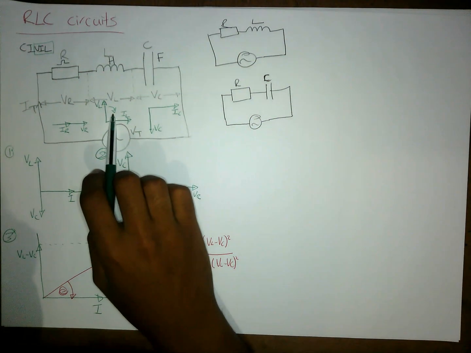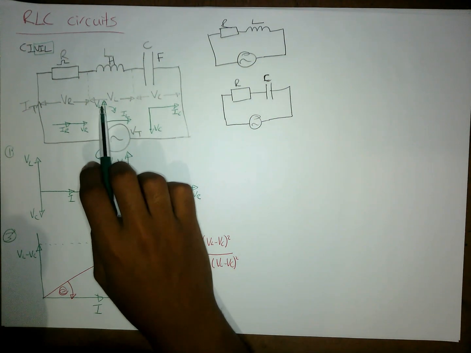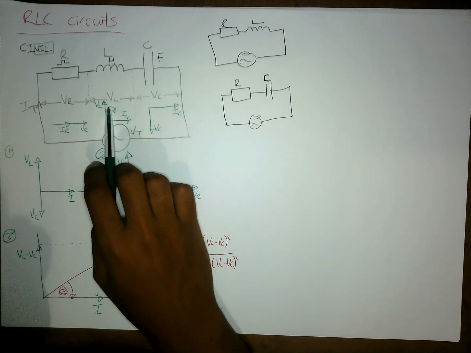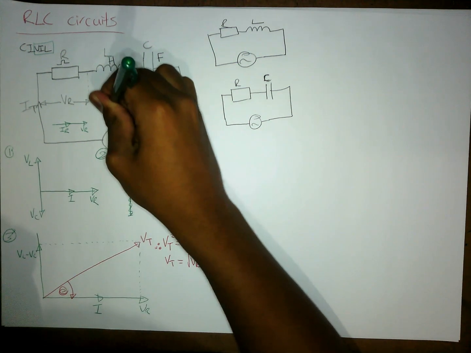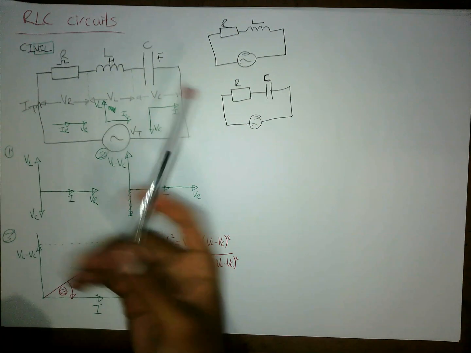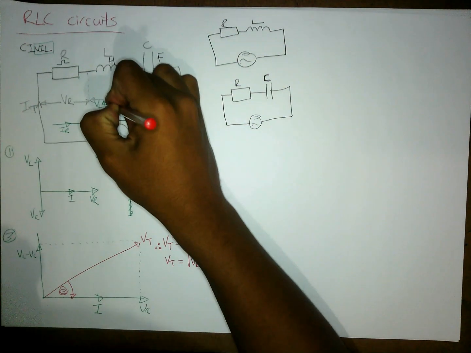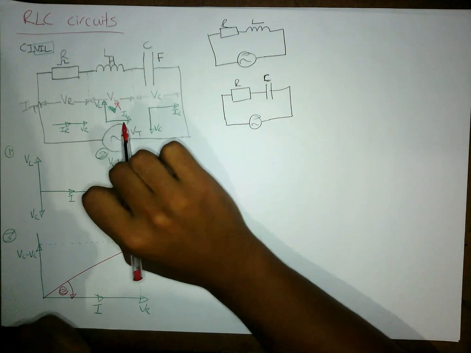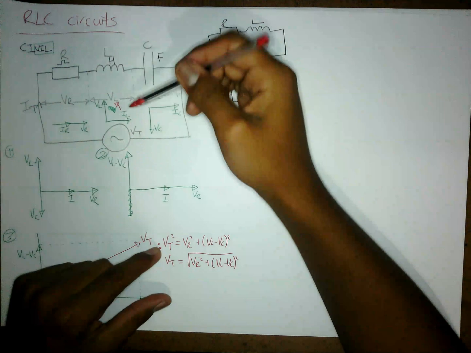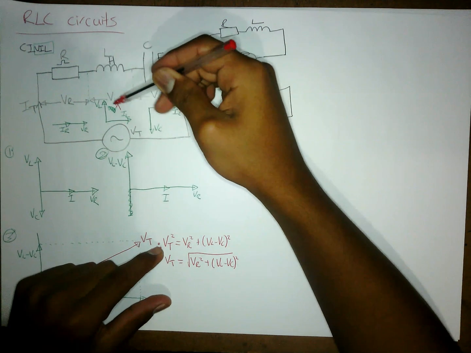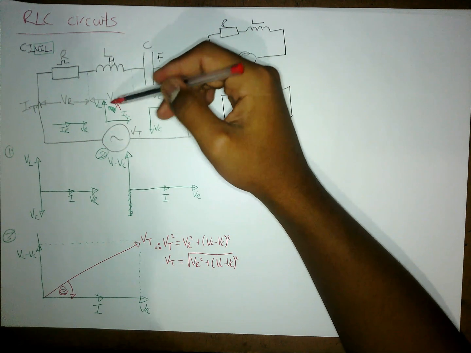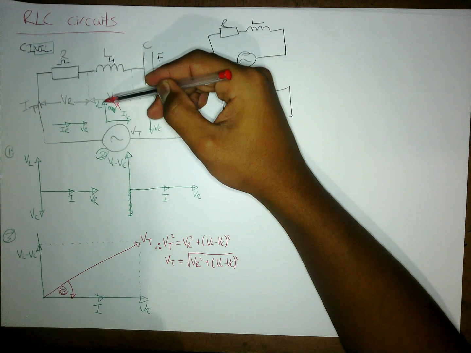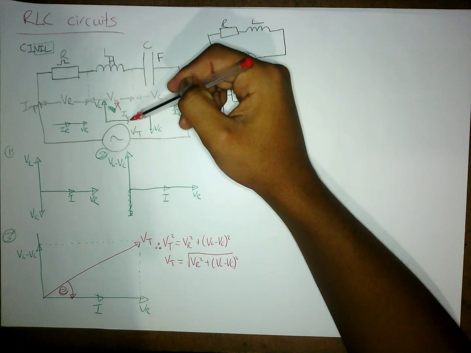See the direction of the arrow? The arrow is the wrong way. Voltage is leading the current. So if we're going this way, the voltage of the inductor is ahead of the current.